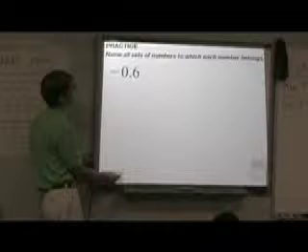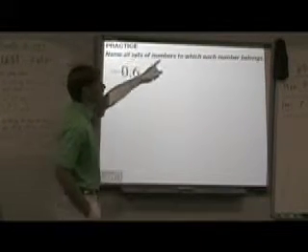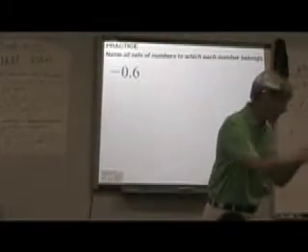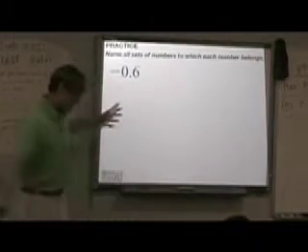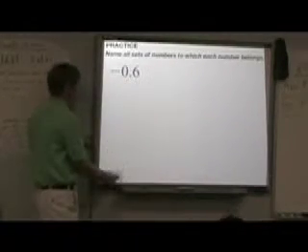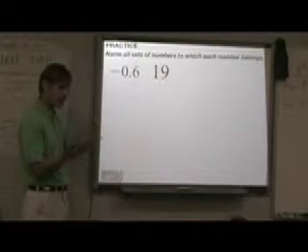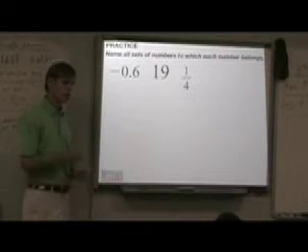It says name all sets of numbers for which each number belongs. You have three choices: rational, integer, whole number. Right. Rational. This is rational. Is it anything else? No, just rational. What about 19? It's a whole number and an integer. Good. What about 1 over 4? Rational. Rational only.